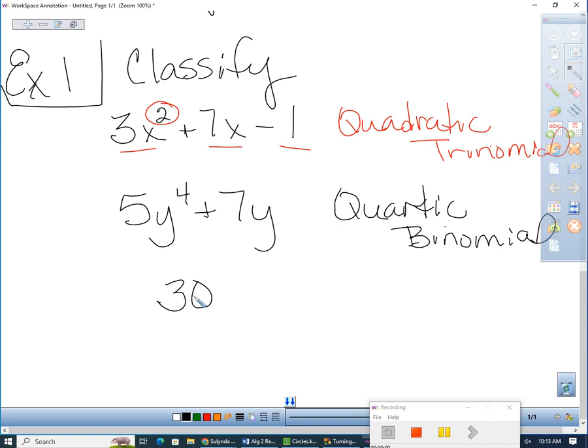Now wait. We said the degree is on a variable. Do you see a variable? That is a linear. Oh, good try. Okay, so let's back this up. If there's no variable here, that technically meant that it was x to the 0 because it dropped out, right? And so this is called a constant. Yes, constant monomial. Very good.